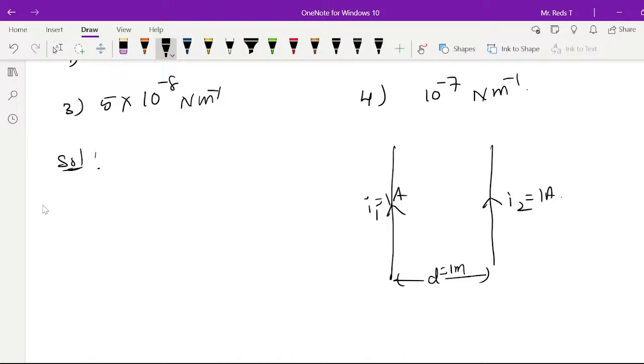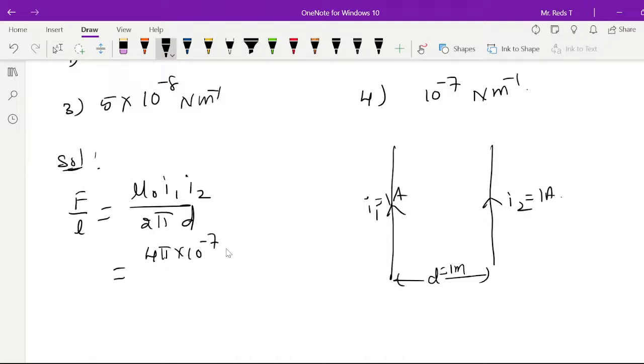Then the force per unit length is equal to mu naught I1 I2 by 2 pi d. Simple. So we have to substitute. The options are not in terms of pi. Sometimes options will be given in terms of pi, then you have to keep the pi value as it is. So here mu naught is 4 pi into 10 to the power minus 7. I1 I2 are equal to 1, so 1 into 1, 1 only, by 2 pi into separation between them, which is 1 meter. So 2 pi 1s, 2 pi 2s. It is equal to 2 into 10 to the power minus 7.